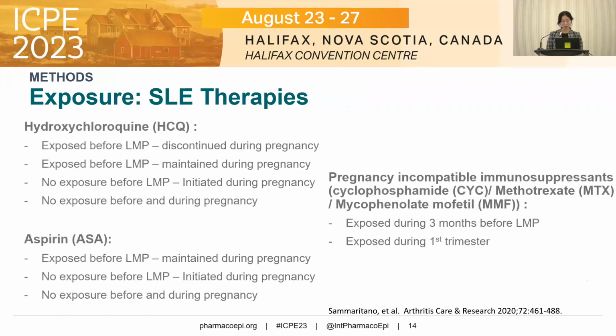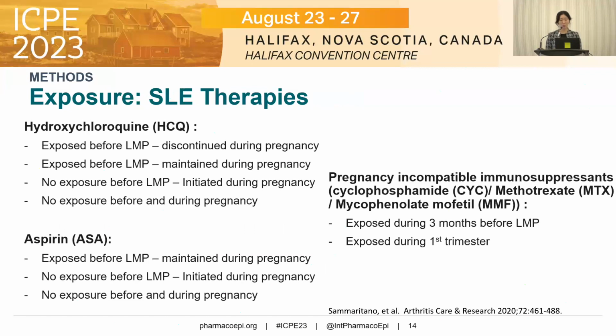The patterns of hydroxychloroquine use were examined within 3 months before and during pregnancy. We categorized the exposures as follows because, in addition to current guidelines, patients already at high risk are prone to be prescribed hydroxychloroquine or aspirin before the pregnancy start. So we subcategorized patients who were exposed before conception and those who were not exposed before conception. Also, we wanted to examine pregnancy-incompatible immunosuppressants before conception as well as in the first trimester.